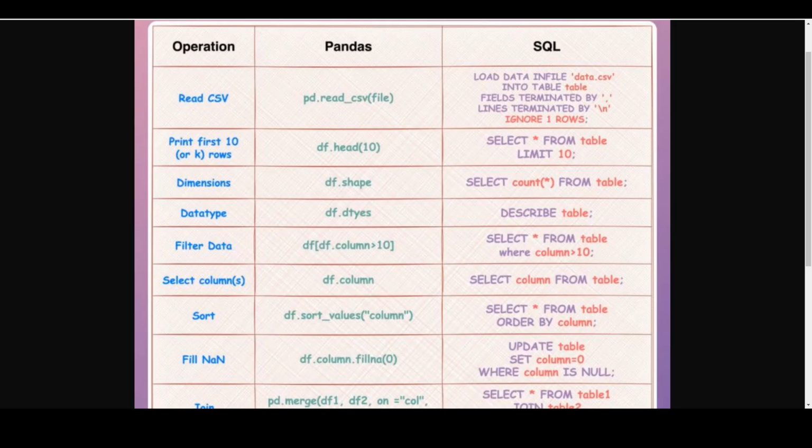and then similarly for the dimension side of things, where you normally count a few things in various dimensions, in SQL you can again use a simple select query, whereas in Pandas you use the shape. Same goes for the data type: dtypes, so there's a typo there, dtypes, and then we have describe table in SQL.